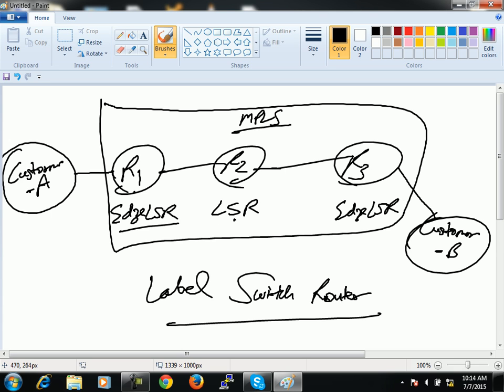You can also call them P router, and the edge one will be known as provider edge. Provider edge router is that router which is also connected with the customer. Understood?